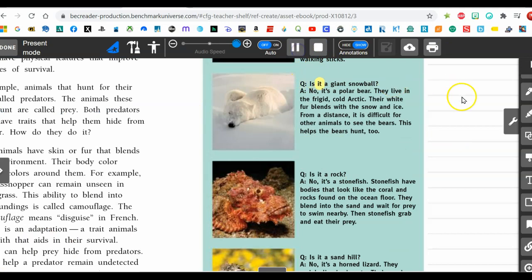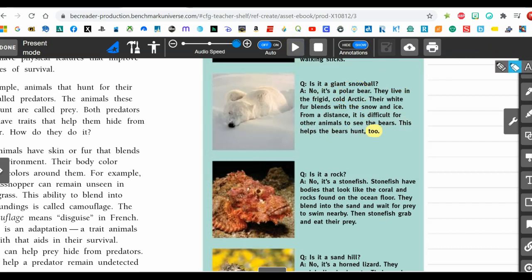Q: Is it a giant snowball? A: No, it's a polar bear. They live in the frigid, cold Arctic. Their white fur blends with the snow and ice. From a distance, it is difficult for other animals to see the bears. This helps the bears hunt too.